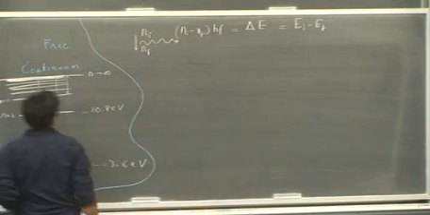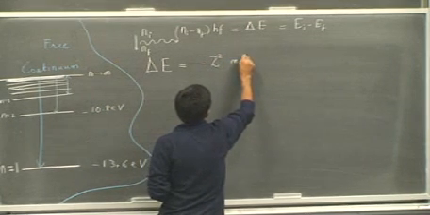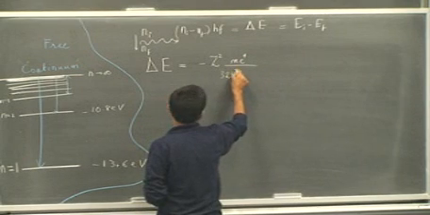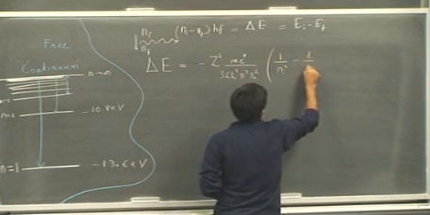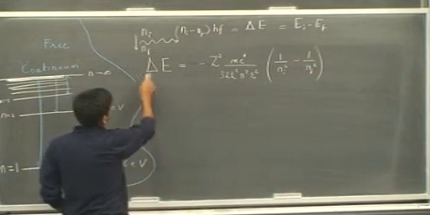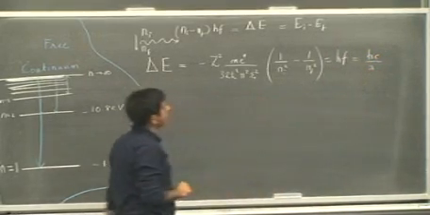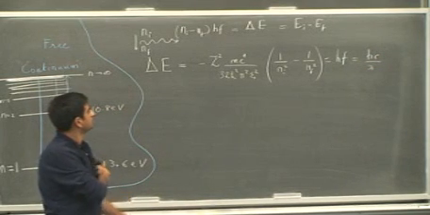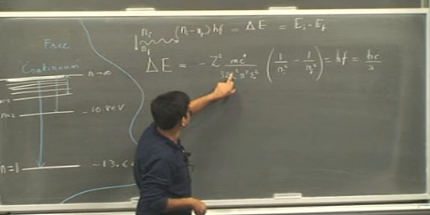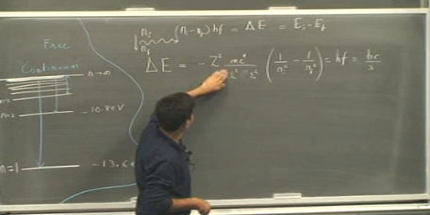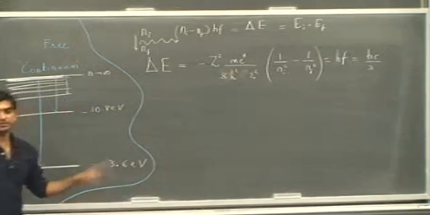But we already know what the energies are. So delta E has to be equal to minus Z squared m e to the fourth over 32 h bar squared pi squared epsilon naught squared, times 1 over n_i squared minus 1 over n_f squared. But this is equal to hf, and this is equal to hc over lambda. I can also write h bar squared in terms of h squared, with h bar equal to h over 2 pi, and remove the pi squared, so the denominator becomes 8 h squared.